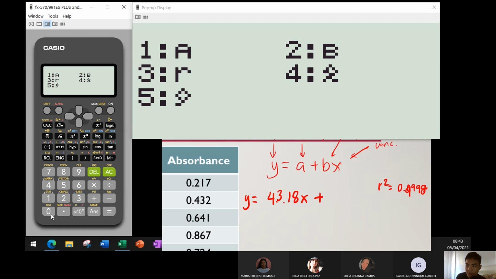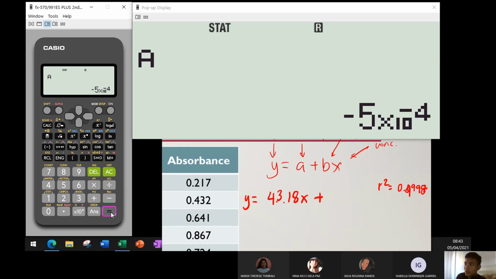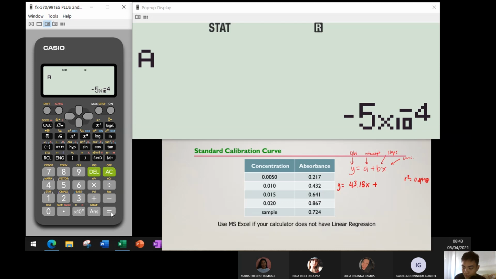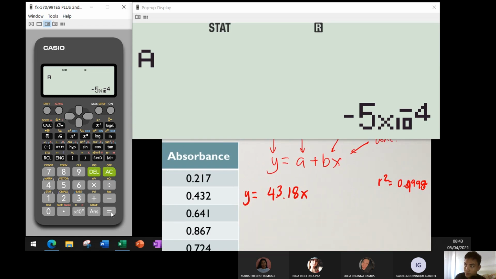Balik ka ulit doon, you press this. Negative sign pala. Okay, so minus 5 times 10 raised to negative 4. Okay, so y equals bx plus a. Ito yung b, the slope of the line. Ito yung a, which is the intercept.